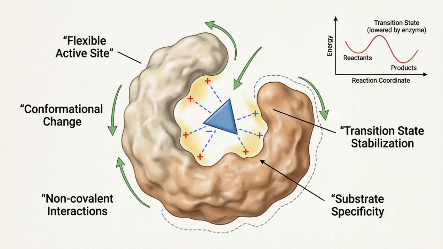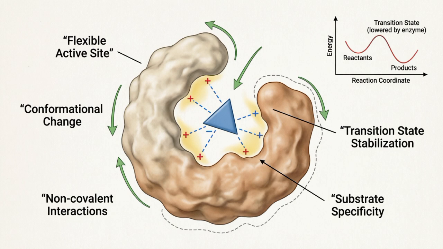Several labels with black lines point to specific parts of the enzyme. Top left, flexible active site points to the upper rim of the enzyme. Left side, conformational change points to the shifting structure. Bottom left, non-covalent interactions points to the lower section. Right side, transition state stabilization points to the right wall of the active site. Bottom right, substrate specificity points to the lower right rim.